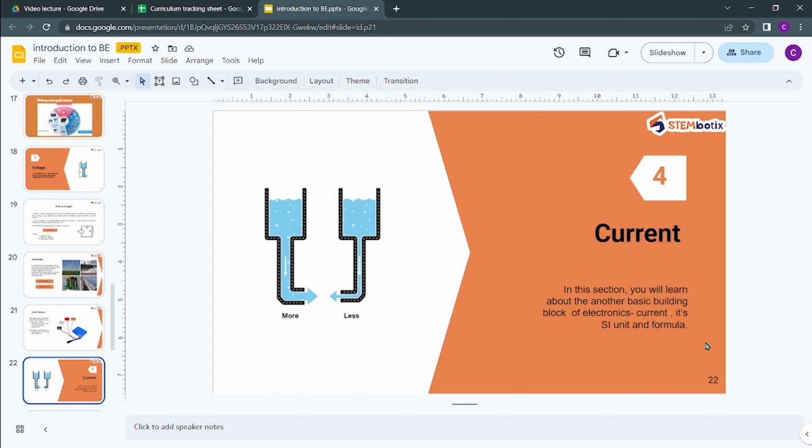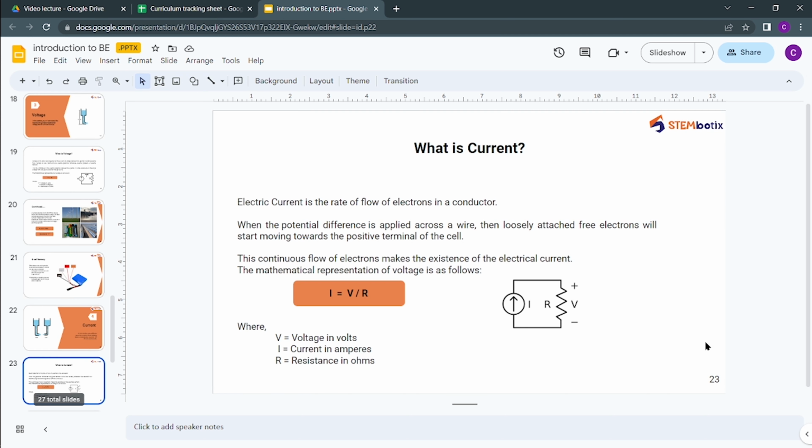Now the last and final topic of this module is current. In this section, you'll learn the basic building blocks of current, its formula, and SI unit. So, what is current? Electric current is the rate of flow of electrons in a conductor. So in any conductor, the rate of flow of electrons is described as a current.